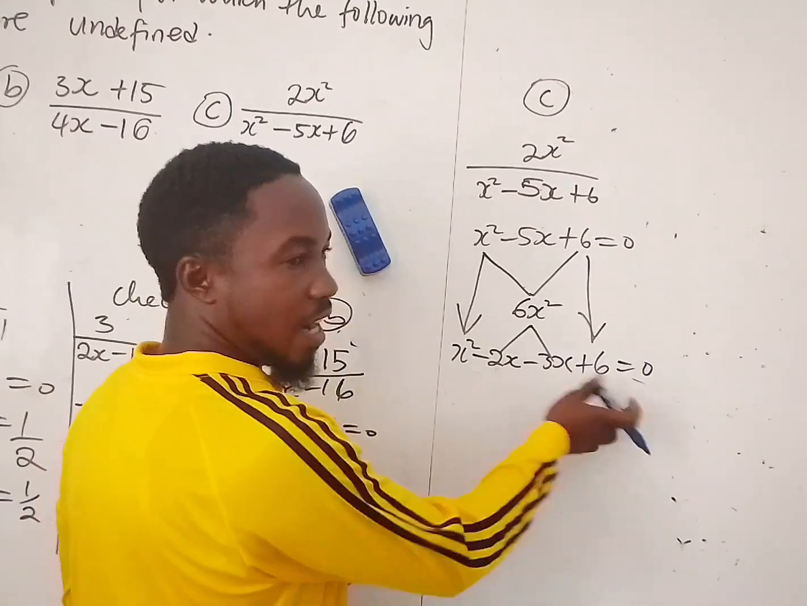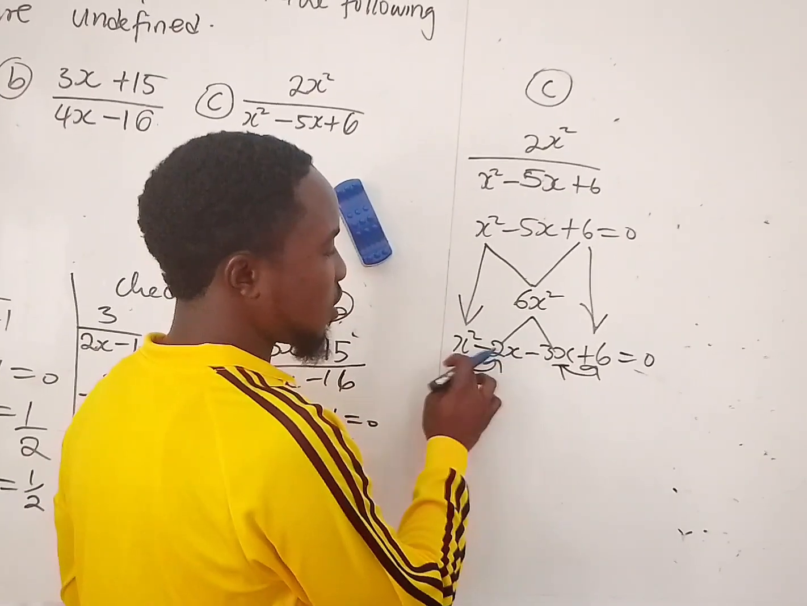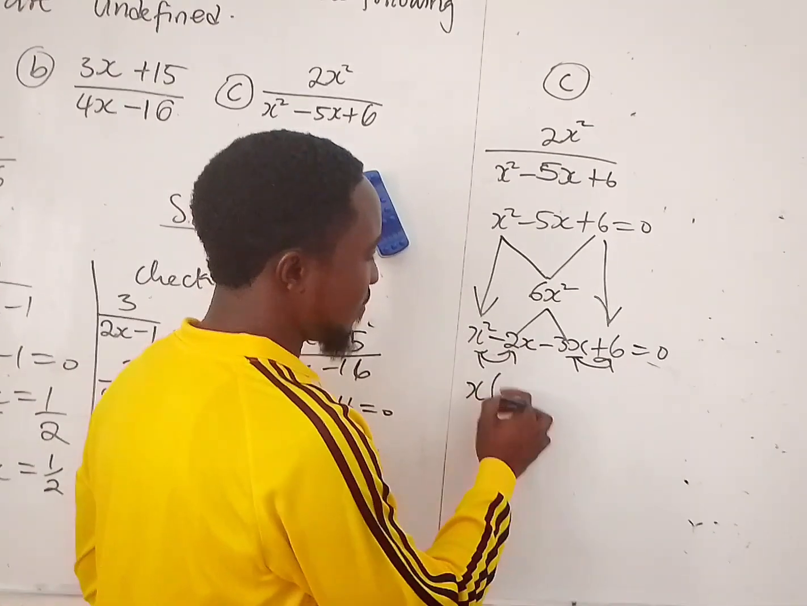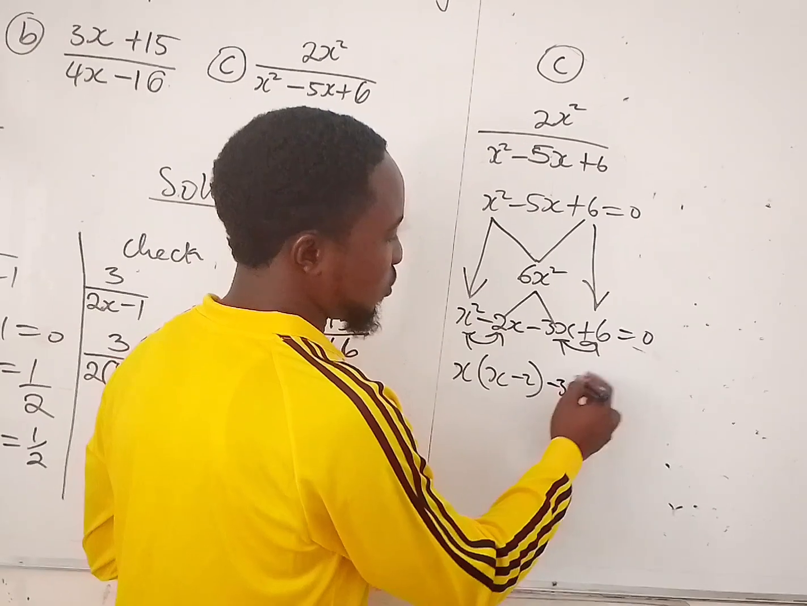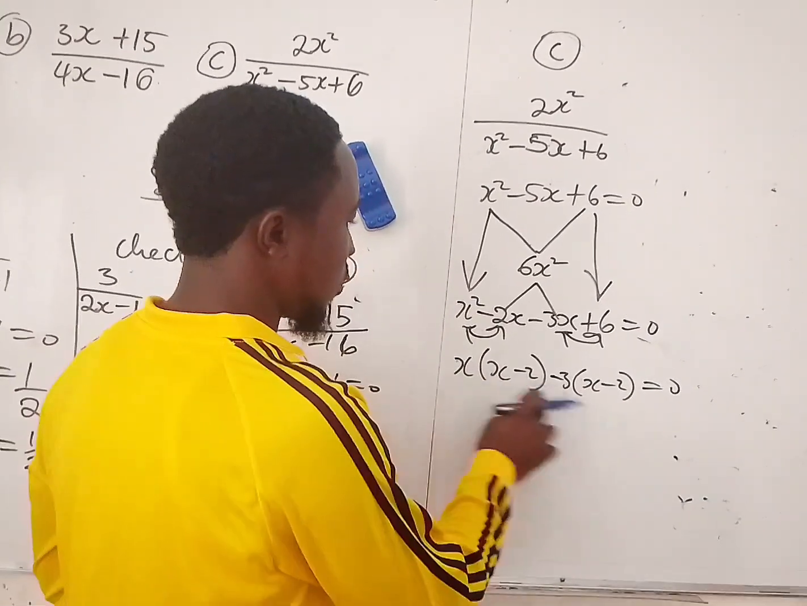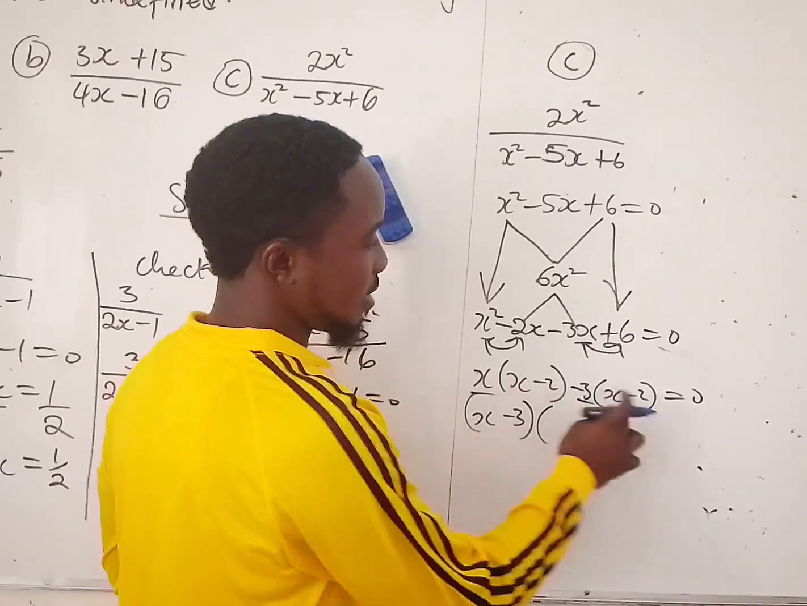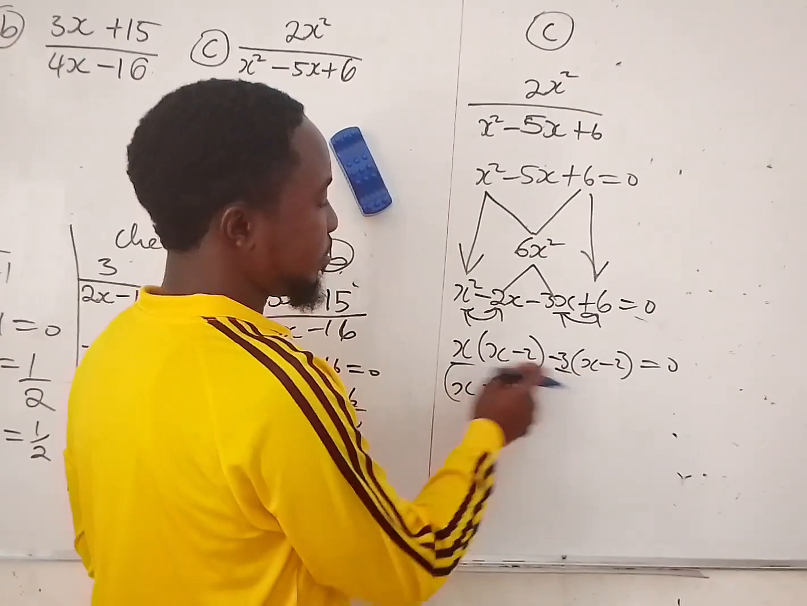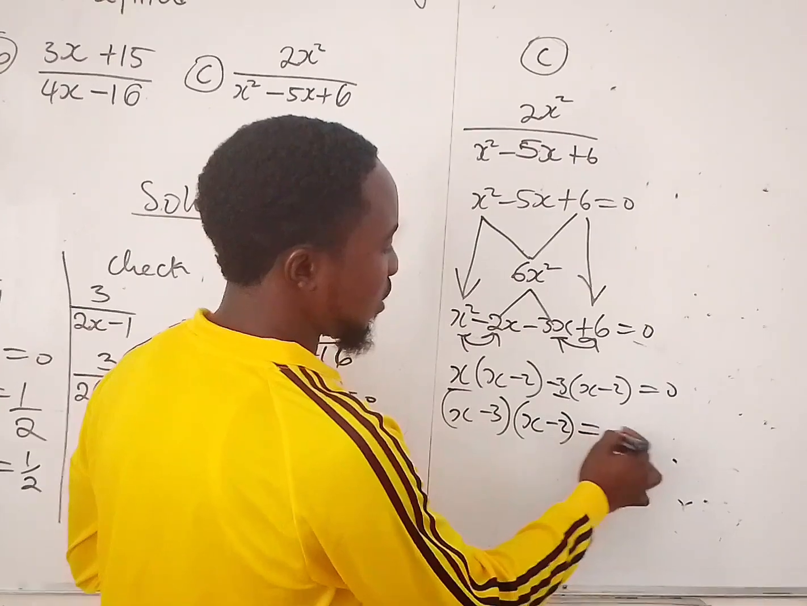Good. So we factorize this. This and this have things in common. What is common between these two terms? x. When you factor out x here, you have x minus 2. When you factor out a negative 3 here, you have x minus 2 as well, equal to 0. So we pick this and this, which is x minus 3 in bracket. Then we pick one of these brackets since they contain the same constant and variable. So this is x minus 2 equal to 0.